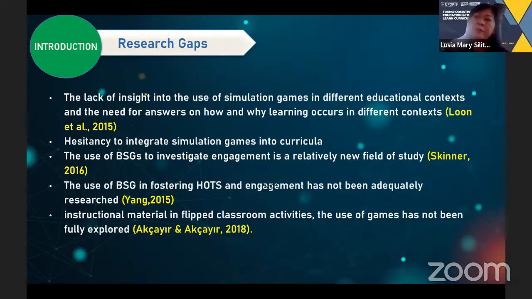And the last gap is instructional material in the flipped classroom. This is about flipped classroom activity. The use of games has not been fully explored. Teachers enjoy giving homework after the class. When I try to explain flipped classroom to my students, the postgraduate students, mostly this is the first time for them to know flipped classroom, because of the regularity, keteraturan yang sudah sering dipakai. The teacher usually gives homework after the class. Giving homework before the class is not common.